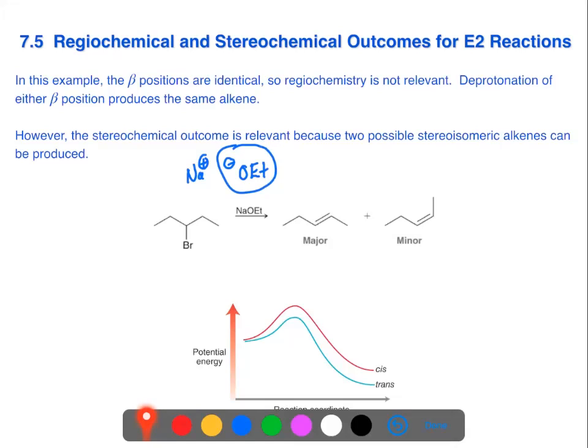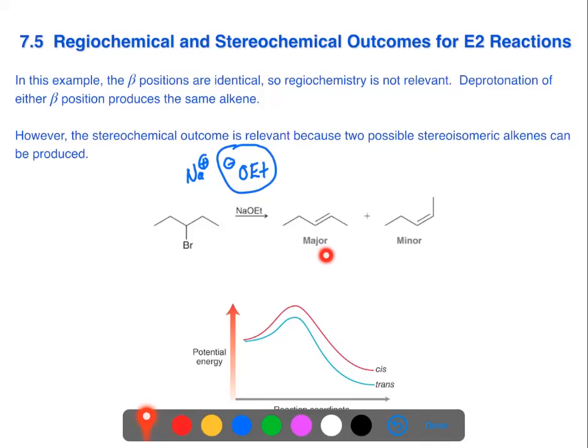So in this particular reaction, the ethoxide will produce this particular alkene, but it can also form this particular alkene. And the difference between these two products is not in the nature of their substitution. They're both disubstituted alkenes. The difference between them is that they are stereoisomers of one another, diastereomers. And so we see that we can obtain both the trans alkene as well as the cis alkene.